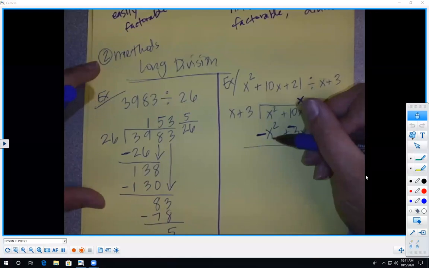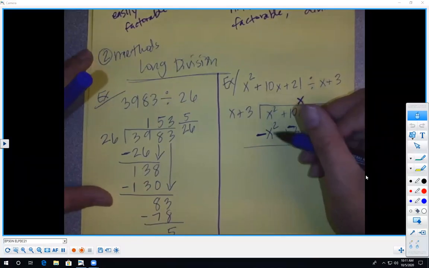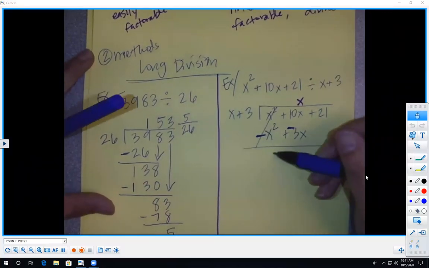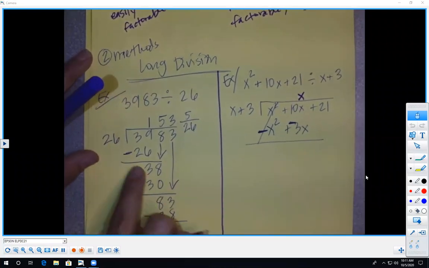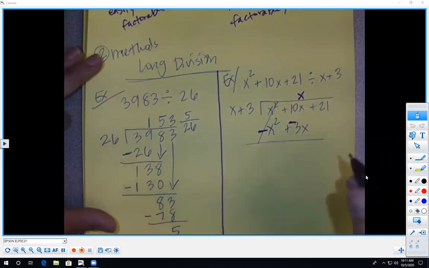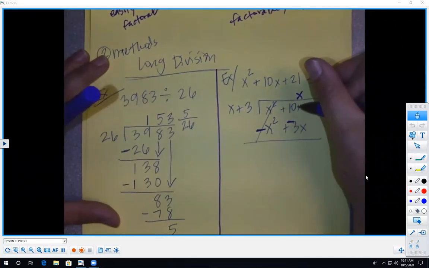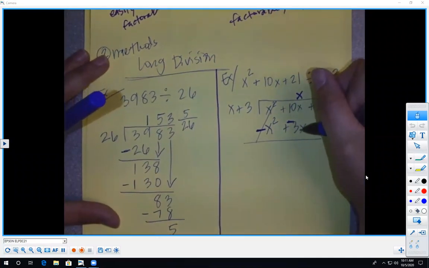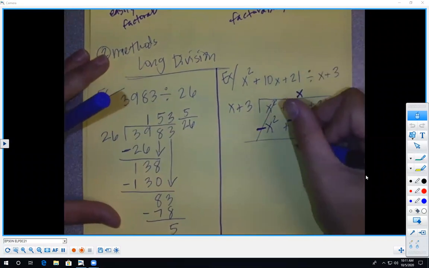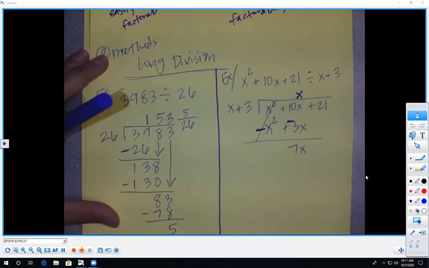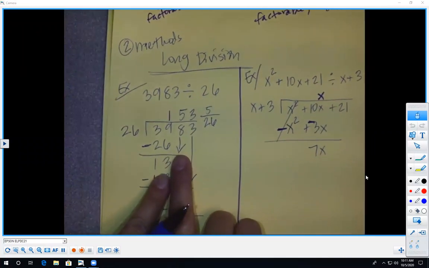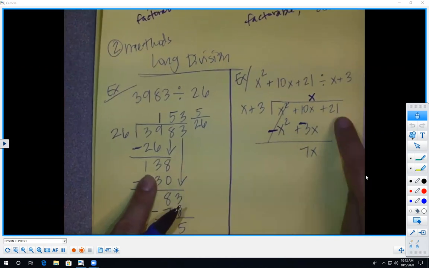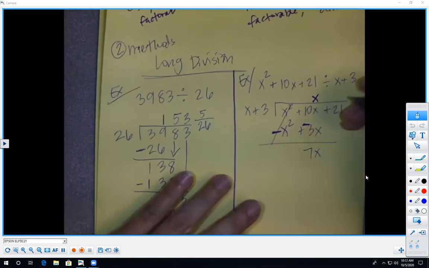It's the same idea as subtracting. What's x squared minus x squared? 0. If you don't get a 0 here, you did something wrong, okay? It means that I could still put 26 into it, essentially. What is 10x plus negative 3x? 7x. Okay, so this is where we got 13 before. What did we do next after we got the 13? We brought down the 8. It's the same thing. I need to bring down the next term, bring down the 21.